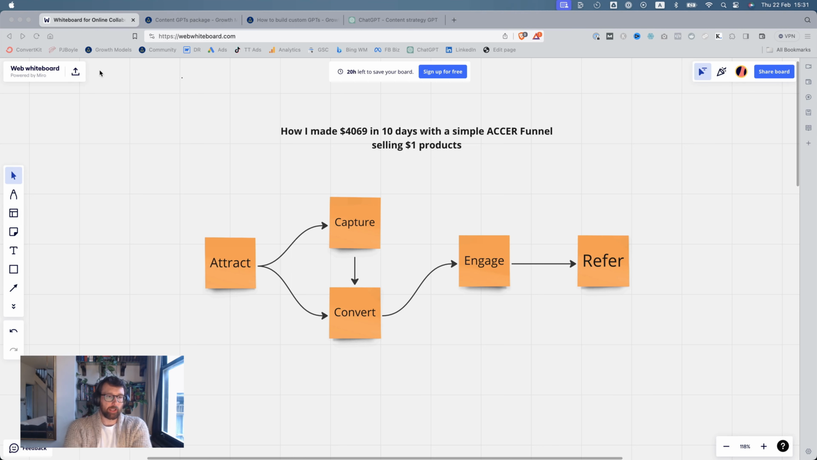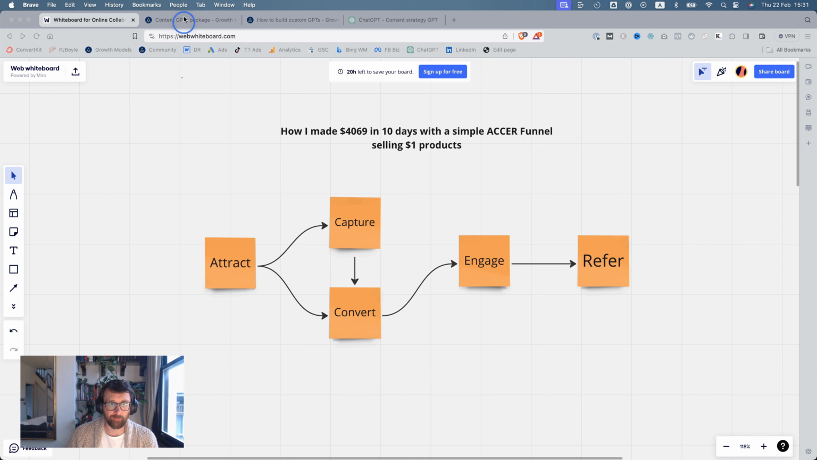Today I'm going to explain how I made $4,069 in 10 days with a simple Akka funnel selling $1 products. Sounds weird, sounds too good to be true, and I'll explain exactly how everything works. First, let me explain a bit about the reasoning behind this and the actual product itself.